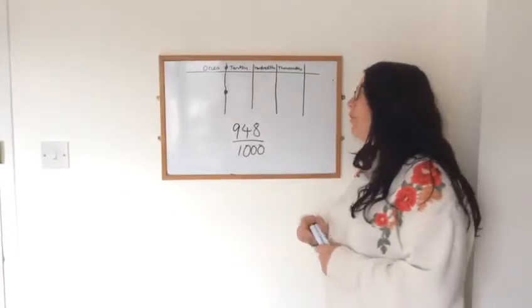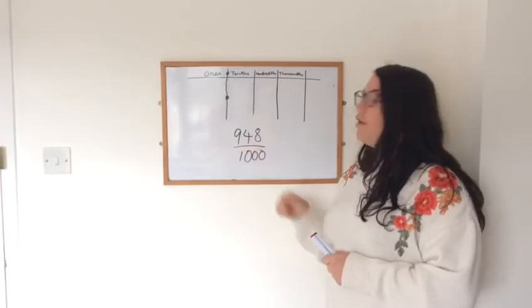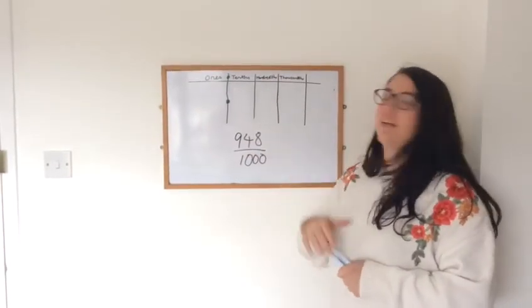Okay, your last one to work through is 948 over 1,000. Have a think about which column the last digit is going to go in.